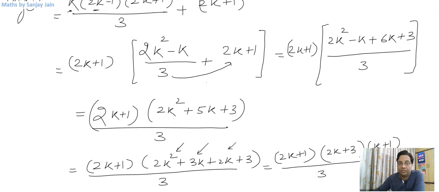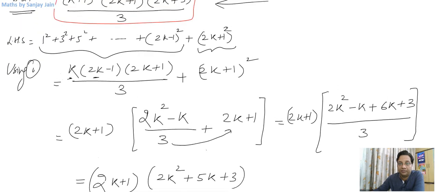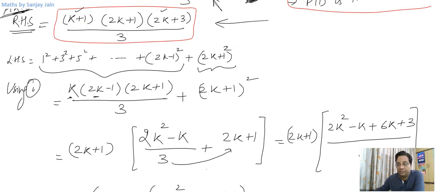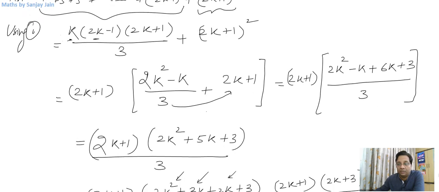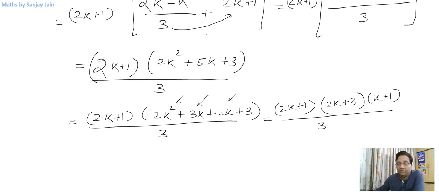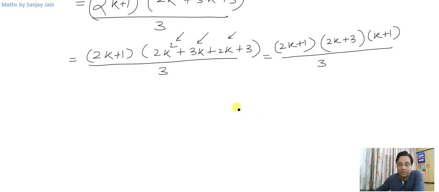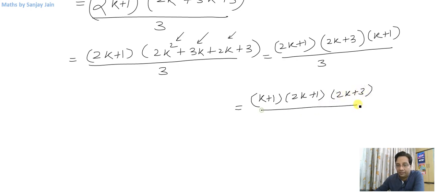So is this what we required? Yes, it's just that we need to change the order, or you can leave it like this also, because this is what we wanted. So you can write this as k plus 1 into 2k plus 1 into 2k plus 3 by 3, which is the right hand side of P of k plus 1 that I wanted to achieve. So I can say that P of k plus 1 is true.